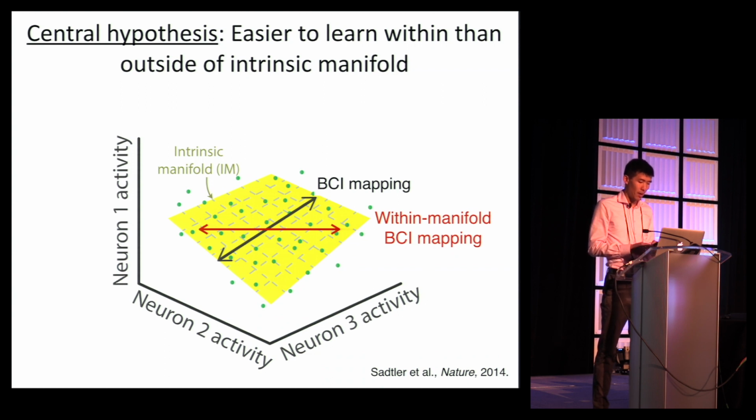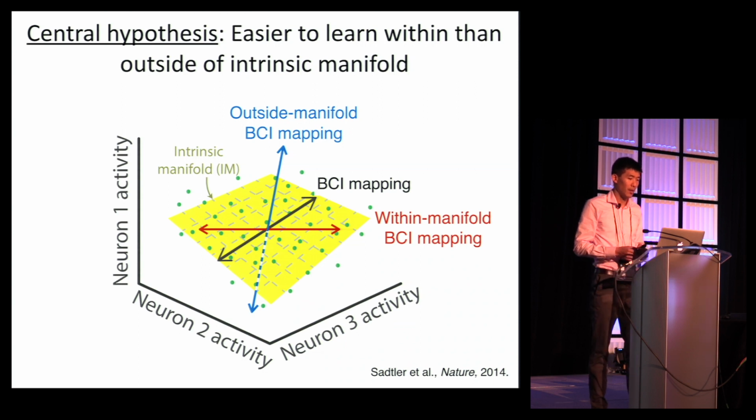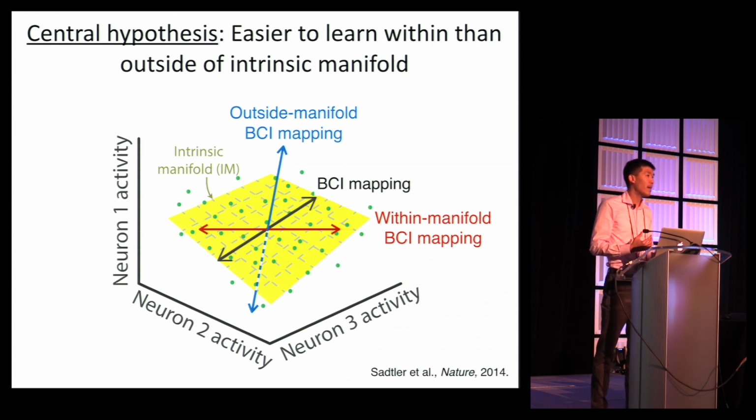The second type of switch in mapping is an outside manifold perturbation. This type of perturbation encourages subjects to show neural activity outside of the intrinsic manifold. So what we hypothesized was that it would be easier for the subject to learn within the intrinsic manifold compared to outside the intrinsic manifold.